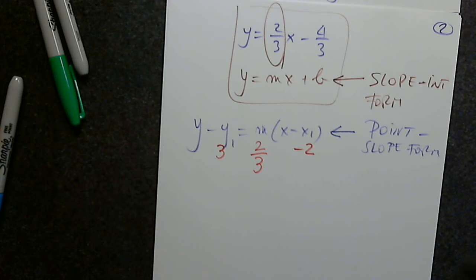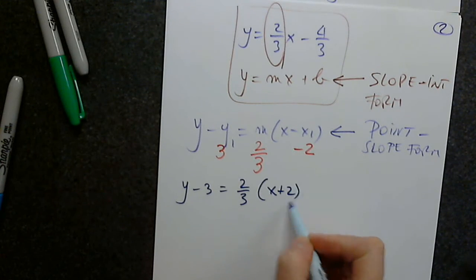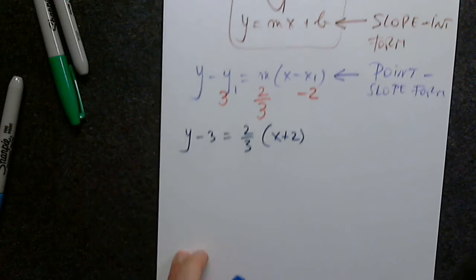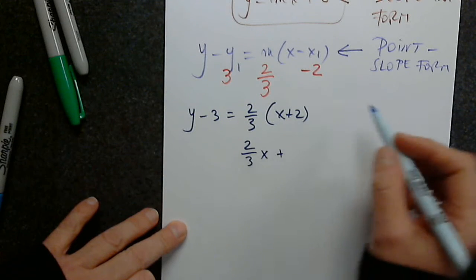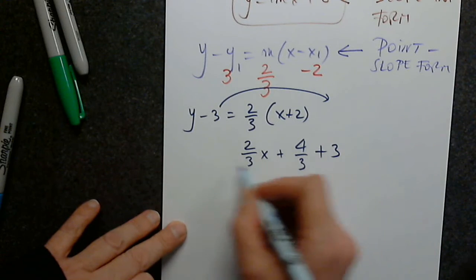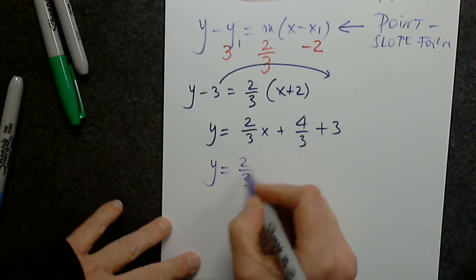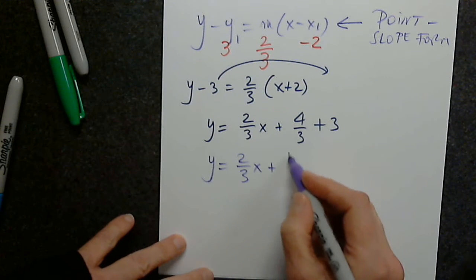Any questions so far? So then y minus 3 equals 2/3 x plus 2. So minus negative 2 and minus 3. I distribute to get 2/3 x plus 4/3. 2/3 times 2/1 is 4/3, and then I bring 3 to the other side. So then finally y equals 2/3 x plus 13/3. Yes, 3 times 3 is 9 plus 4 is 13/3.